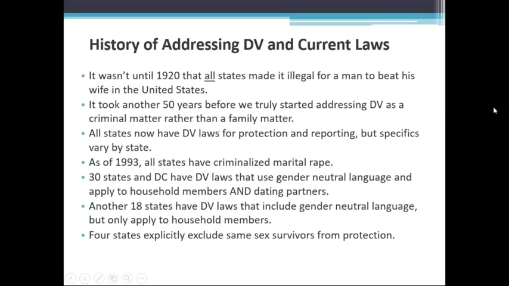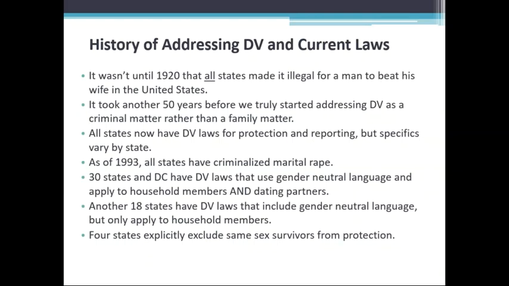So just to give you a little history of how we've addressed domestic violence in the U.S. and a snapshot of some of the different current laws: all of the states did not make it illegal for a man to beat his wife in the United States until 1920. So we've made great progress, but it can be shocking to consider that wasn't all that long ago, that we still had states holding out until 1920 who had not made it illegal yet.